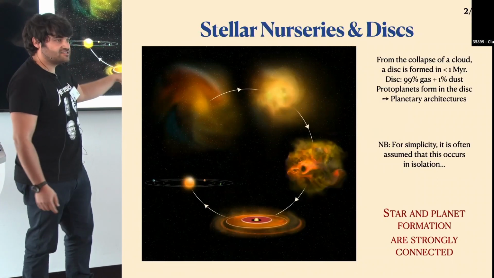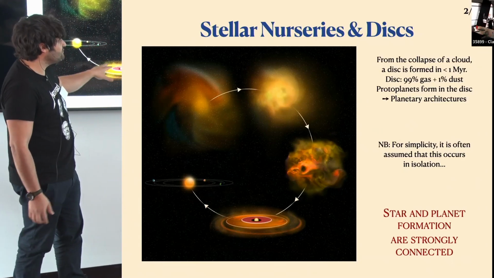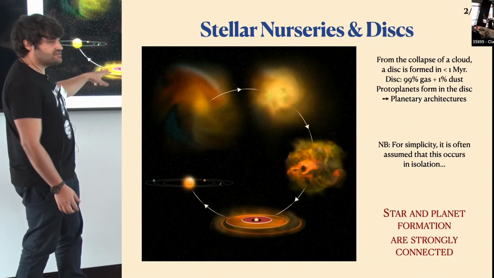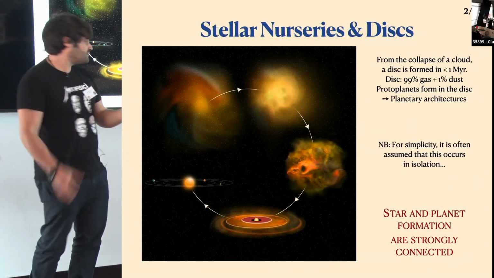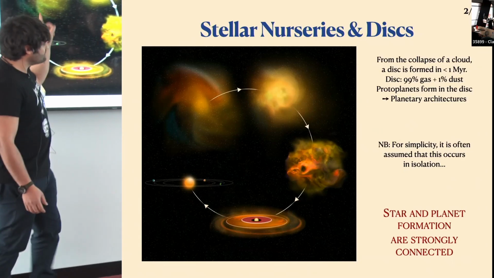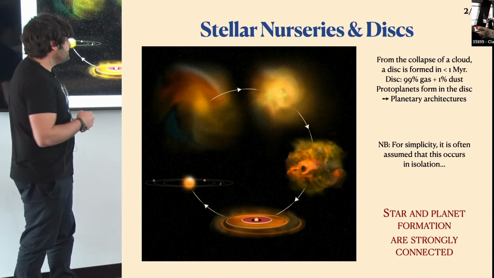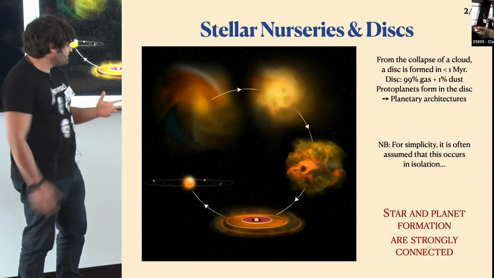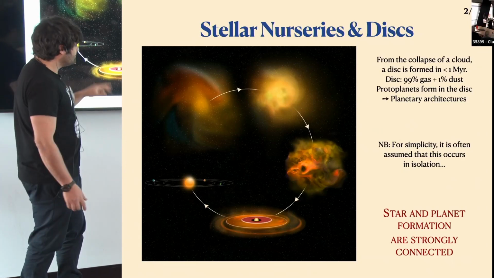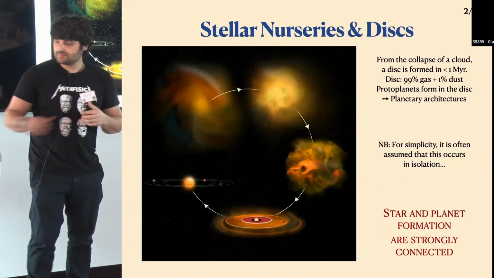And we know that this disk is mainly gas, and there is a bit, 1% or more, of dust. And then we know that eventually this will form a planetary architecture around the star. But you should note that for simplicity, it is often assumed that this occurs in isolation and there is only one star. This is far from being true, and that's what I will try to motivate in the next part of the talk. But we can see that star and planet formation are very strongly connected.